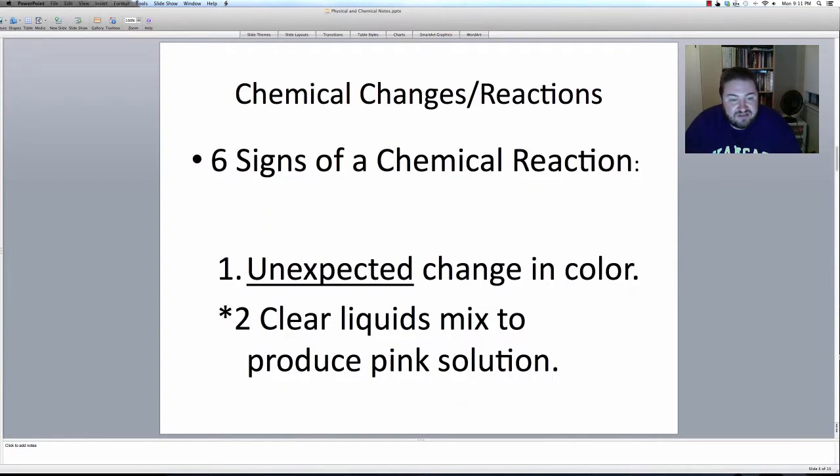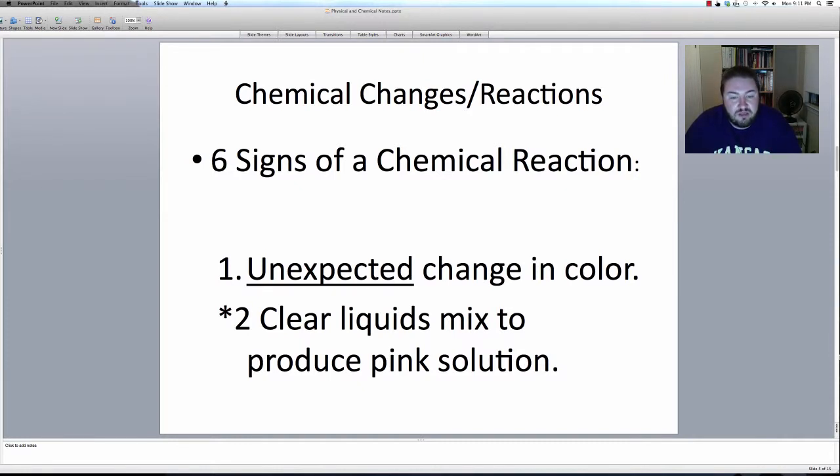So now chemical changes or reactions. There's 6 signs of a chemical reaction, and you'll definitely want to write these down and probably leave just a little bit of space after each one in your notes because we'll talk about these a little bit more in class. So number 1, you have an unexpected change in color. And that's very important. It's unexpected. It's not like you mix yellow and blue and you get green. You've known that for a long time since you've done that with watercolors in elementary school.